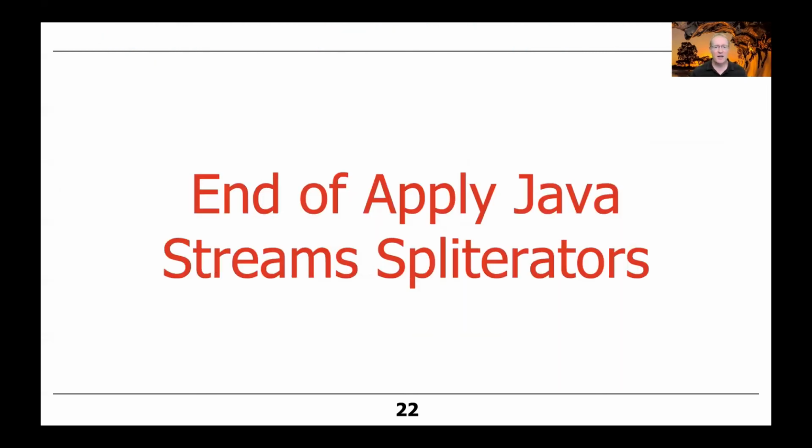So that's the end of our overview about how to apply Java Stream Spliterators. We will cover more advanced discussions about Spliterators later when we get to parallel streams. We'll look at the way in which the trySplit method is used. So this is just focusing exclusively on sequential streams at this point.